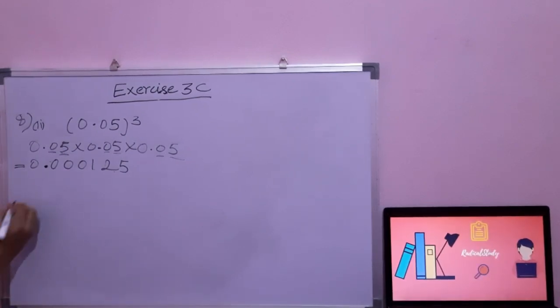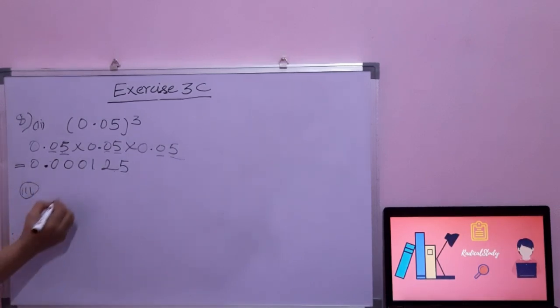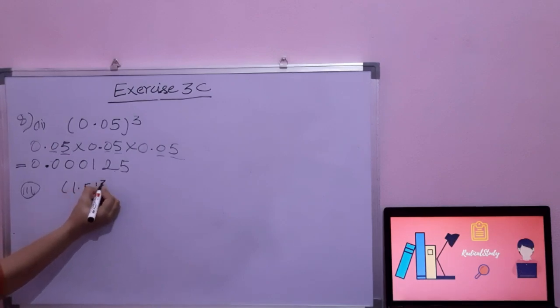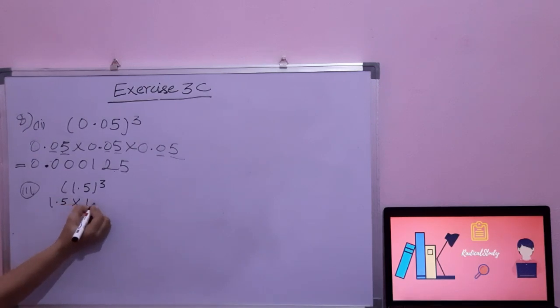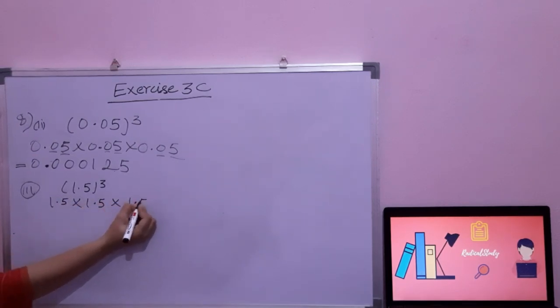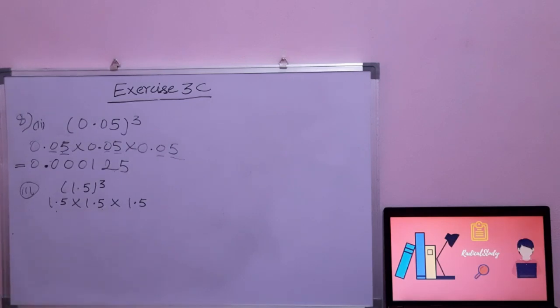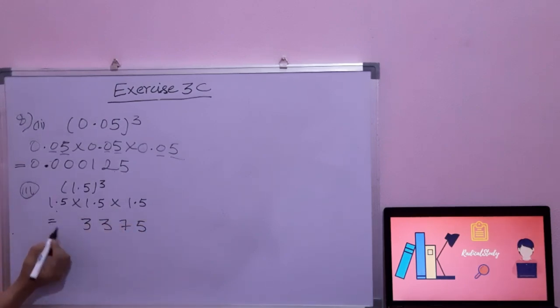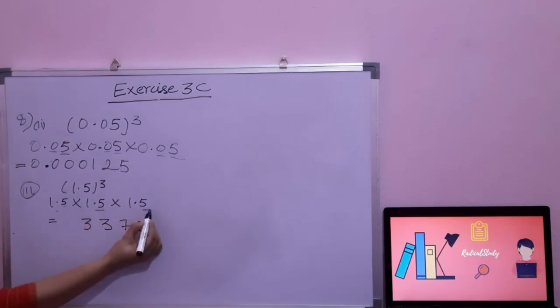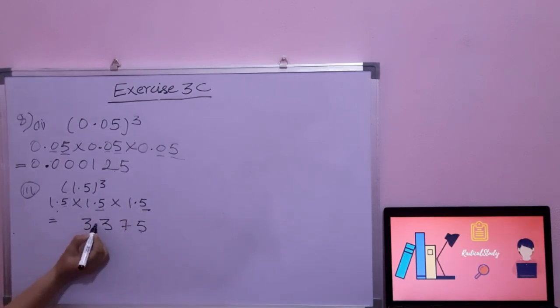Now I will be solving option number 3 of this question. Option number 3 is 1.5 to the power of 3. So 1.5 to the power of 3 means 1.5 multiplied how many times? 3 times. So 15 multiplied by 15 is 225, and 225 multiplied by 15 is 3375. Now count the number of decimal places. 1, 2, 3. So here I am going to place the decimal point.